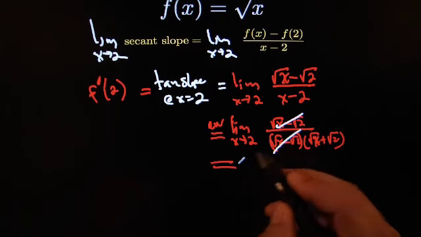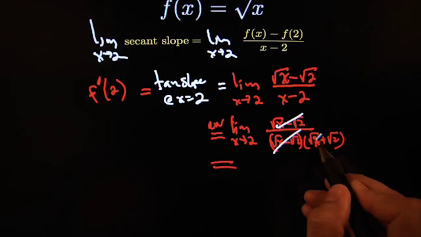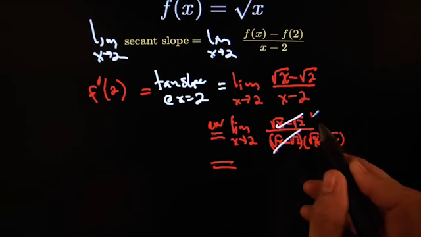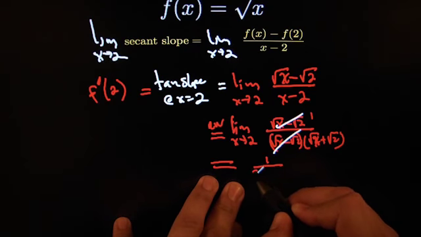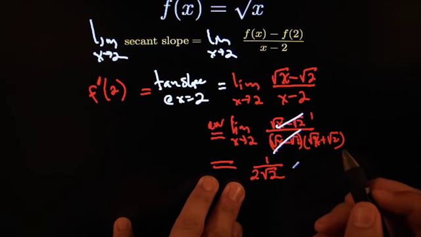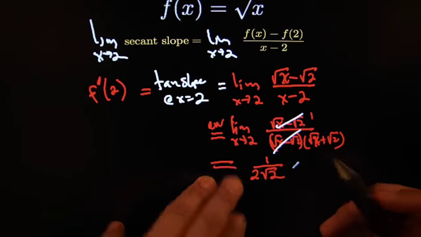Now I'm going to try the plug-in method. X goes to 2, so that would be the square. I get 1 on the top, by the way. Square root of 2 plus the square root of 2, that would give you 1 over 2 square roots of 2. See why they pay me?